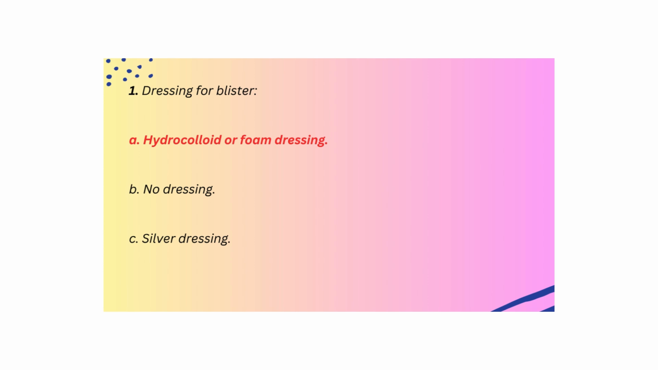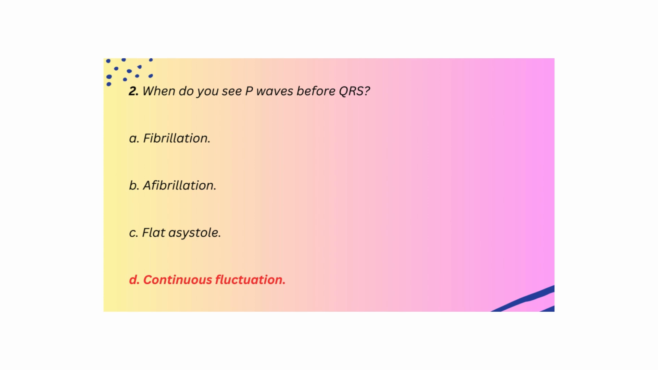Q1. Dressing for blister. A. Hydrocolloid or foam dressing. B. No dressing. C. Silver dressing. Q2. When do you see P waves before QRS? A. Fibrillation. B. Afibrillation. C. Flat asystole. D. Continuous fluctuation.